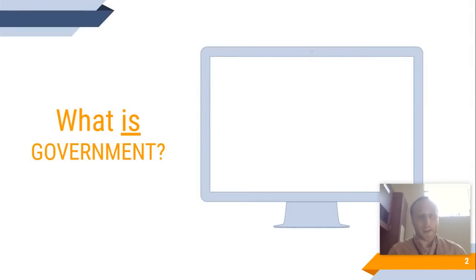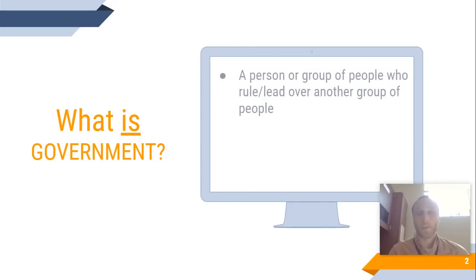Let's start off real quick with what is government. Government, it's a very important word. You're going to hear that word throughout your life. You're going to take a government class in high school, and government is intertwined with social studies throughout every single grade level. So what is it?